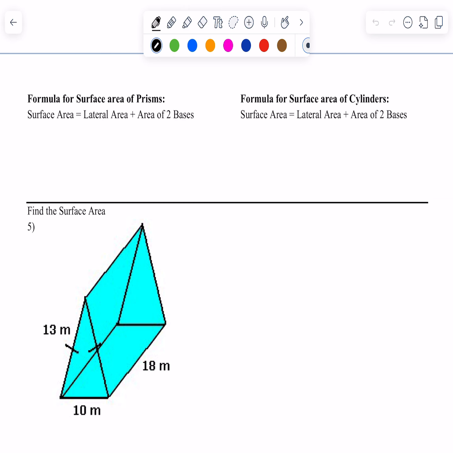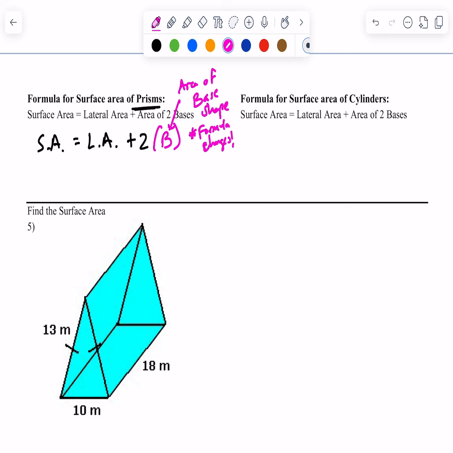Okay, so all right, so let's write that formula down. So again, our surface area for any prism is, we're going to say surface area equals lateral area plus the area of the two bases. And again, one key thing to remember, this is the area of the base shape. And again, the formula changes. I'm just going to write that. The formula changes. It depends on what shape it is, right? If this is a rectangle, it's base times height. If it's a triangle, it's 1/2 base times height. If it's a pentagon, it's 1/2 ans.